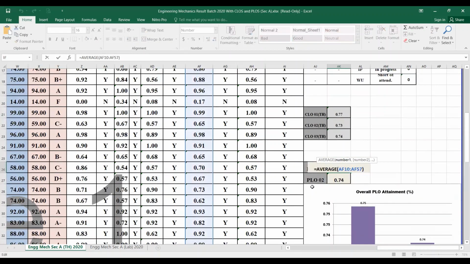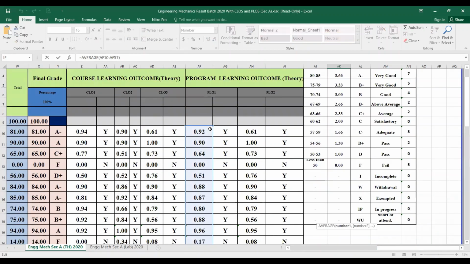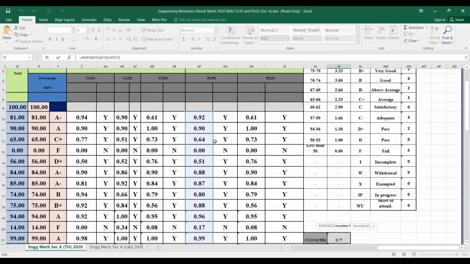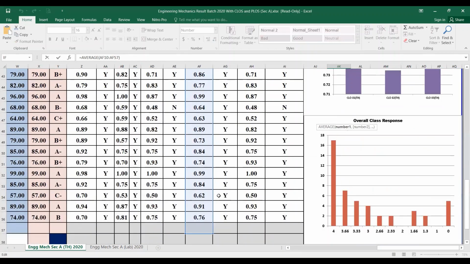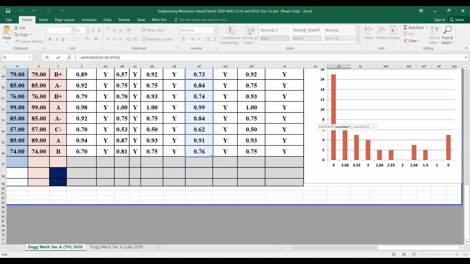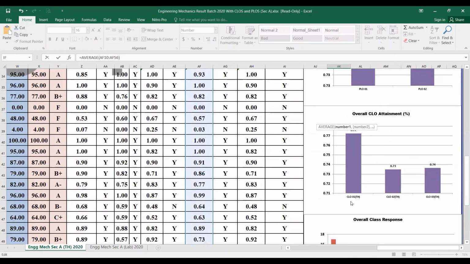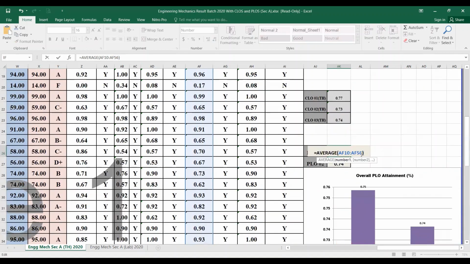What you have to do for the PLO1? For the PLO1 attainment, you have to put the average of all the PLO1 attainment of all the students of this section. And if you want to do it for the whole batch, you can put all the marks of the students on the same Excel sheet, and you will get all the criteria, all the CLO attainment. So now it's done, PLO attainment.